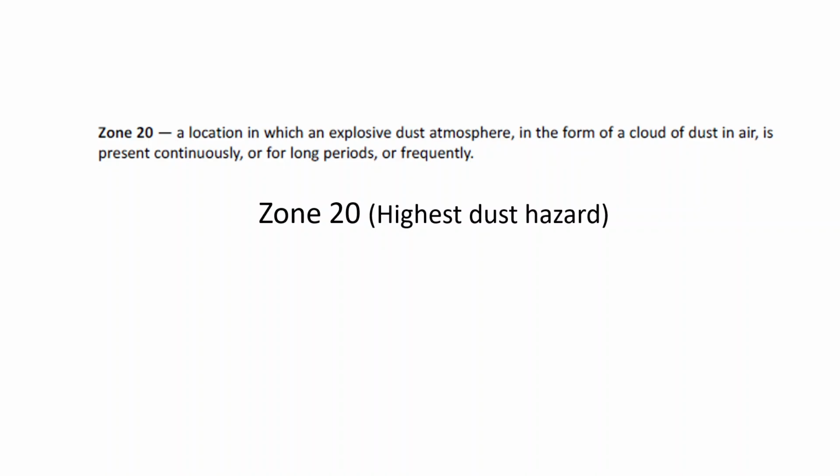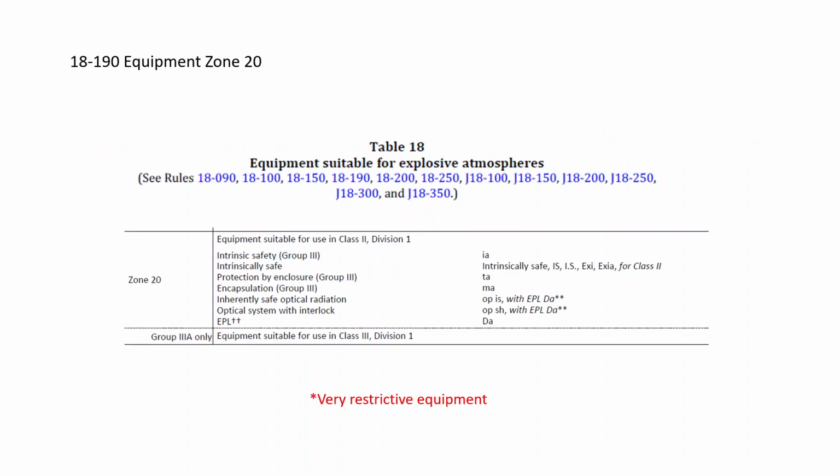Zone 20, from special terminology, is a location in which an explosive dust atmosphere in the form of cloud or dust and air is present continuously for long periods or frequently. If we take a look at 18190 equipment for Zone 20, we are sent to Table 18. And what you should notice from this is that it's extremely restrictive equipment which is permitted inside this particular area. We have all sorts of different types of HAZLOC which is permitted, and also notice that we can use the older or the NEMA style of classification which they list here, Class 2 Div 1, in the same way that we were permitted to use NEMA in the gas environments.